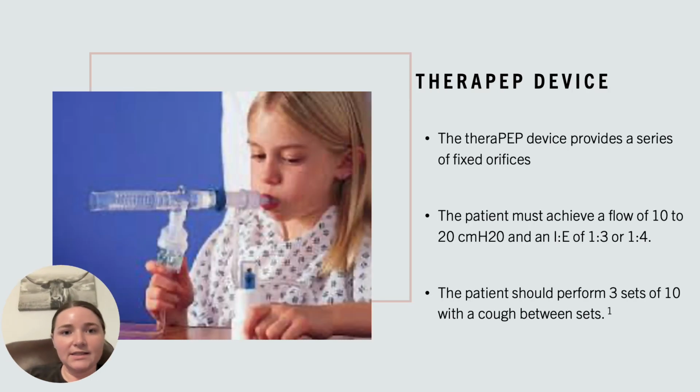For our TheraPEP device, this can be used to accommodate patients over a wide range of lung capacities. The TheraPEP device provides a series of fixed orifices. The smaller the orifice, the greater the expiratory pressure generated. The higher the expiratory flow, the greater the expiratory pressure generated. The patient must be able to achieve a pressure of 10 to 20 centimeters of water and an I:E ratio of 1 to 3 or 1 to 4. We want our patients to perform 3 sets of 10 with a cough between each set. Our only problem with this device is being able to achieve that minimum flow and I:E ratio.